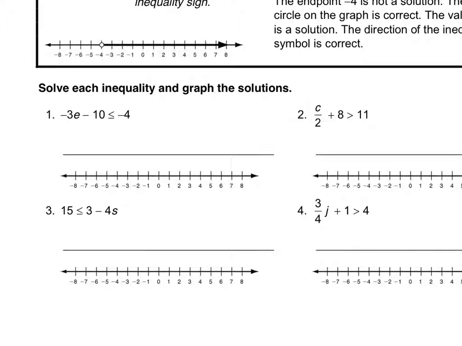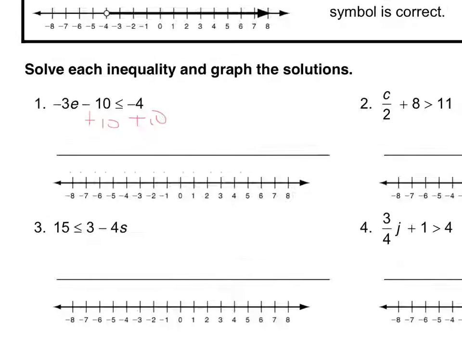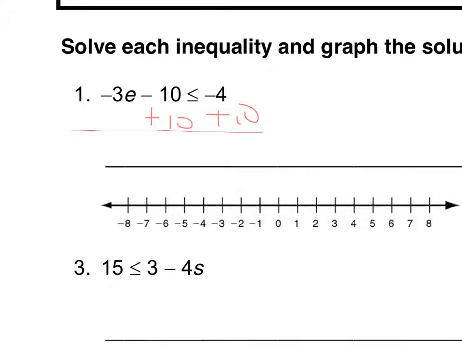So number one, when I go to solve this, I am going to first get rid of the 10 by adding 10 to both sides. And I get negative 3e. So here you're going to add 10 to both sides. It cancels from the left. It is now less than or equal to 6.